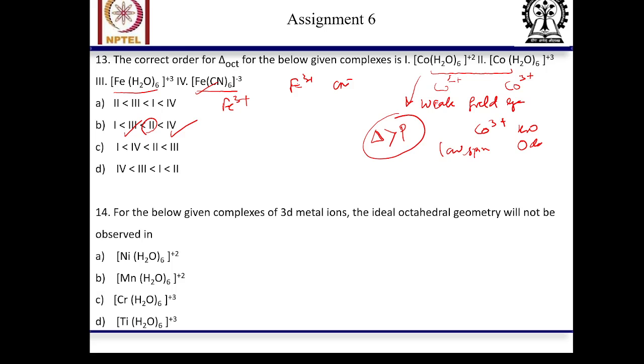Okay, so first I will tell you that ideal octahedral geometry is not present means there is Jahn-Teller distortion. I already told you what the Jahn-Teller theorem is. So I will just write: d4 high spin, d7 low spin, d9. They will give the strong Jahn-Teller distortion.